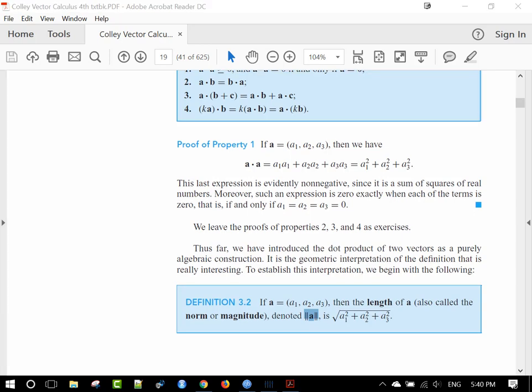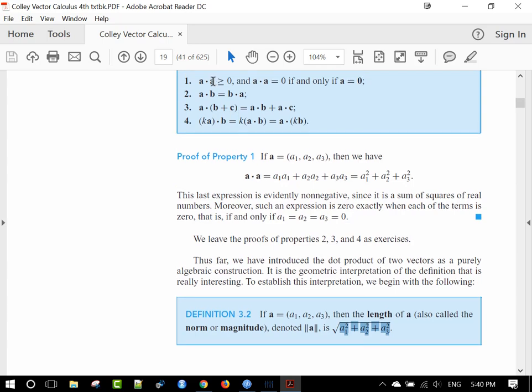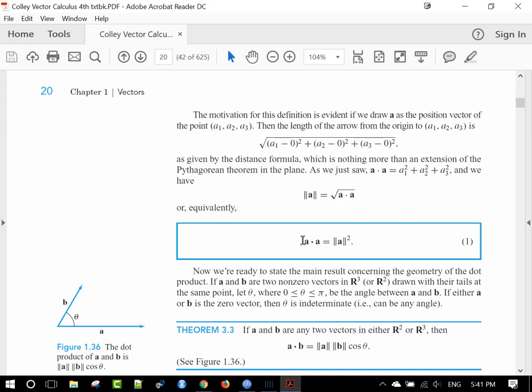But if you look at this, it should remind you of what we did up here when we were proving that this has to be positive. Why? Because we did A dot A. What did we get when we did A dot A? We got this, which is actually this. So what's inside here is A dot A. That means the length of a vector A is the square root of A dot A. So that's what this says.